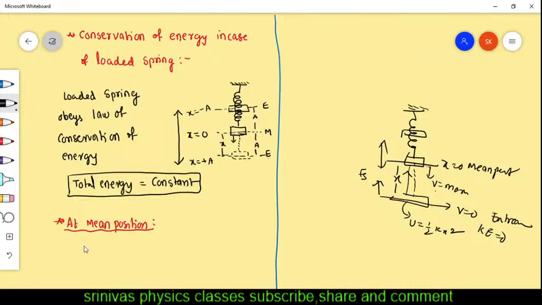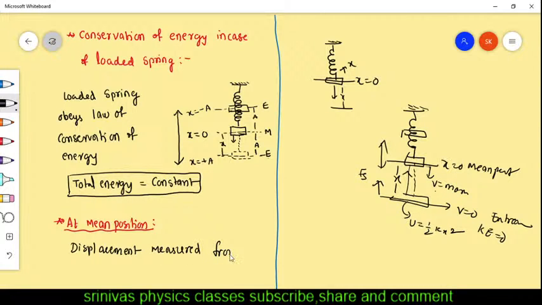Okay, at the mean position the displacement is 0, because the mean position is the original position. At this position we can take displacement as 0, no displacement. But when it goes down, it takes some displacement, or when it goes up, it takes some displacement. That means displacement is measured from the mean position. Remember that. Displacement, or the extension or the compression of the spring, is measured from the mean position. Remember it.